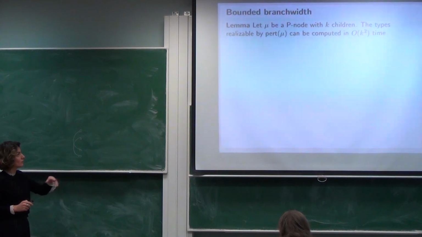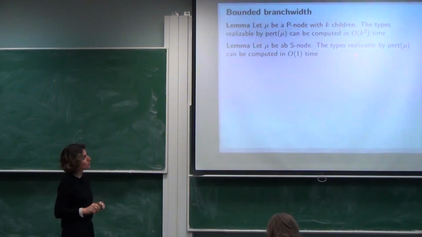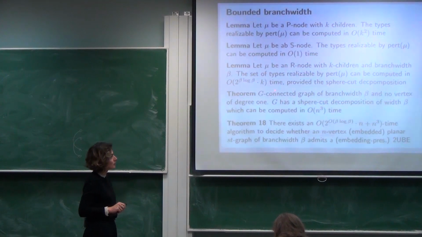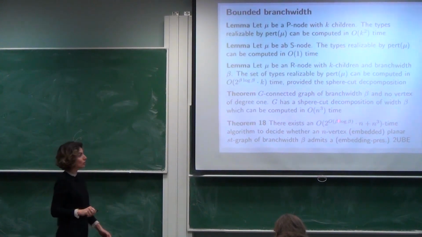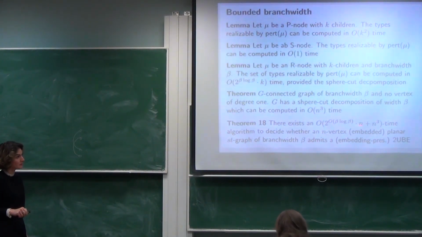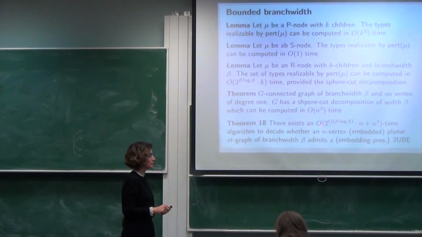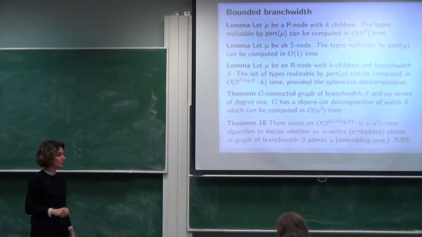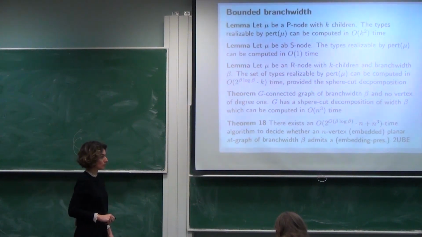Okay, so now I remind you everything. For P node, we have k square time complexity. For S node, we have a constant time decision algorithm. For R node, this is the decision. And additionally, we have that sphere-cut decomposition can be computed in cubic time, which overall results in this complexity which has been claimed in our theorem. So there exists an algorithm of complexity 2 to the O(beta log beta) n plus n cube time to decide whether an n-vertex planar ST digraph of branchwidth beta admits a 2-page upward book embedding.